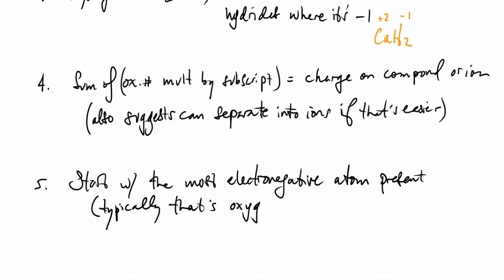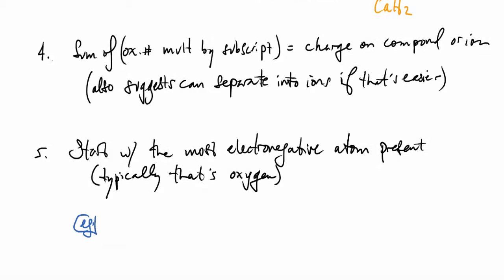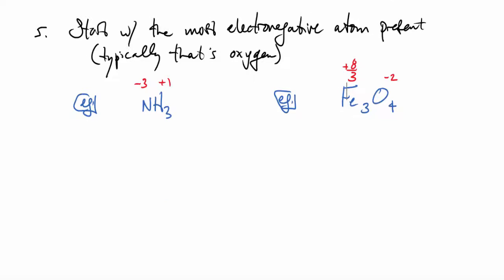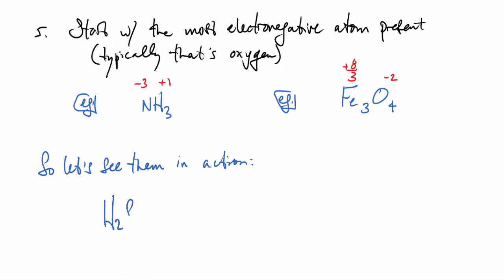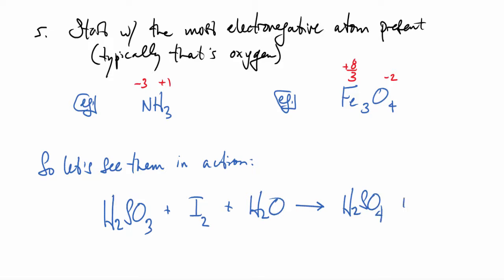So let's have a look at one example of that. Here we have ammonia, and nitrogen is more electronegative than hydrogen, so it starts at -3, hydrogen at +1. And in Fe3O4, oxygen takes its -2, and iron has to make up the difference at +8/3, so you'll get a total net 0 on this one. Let's see it in action.